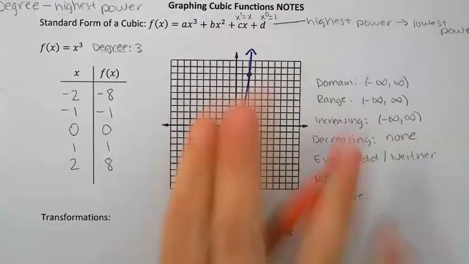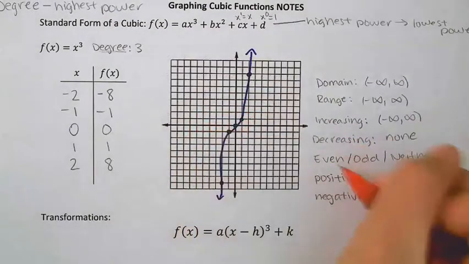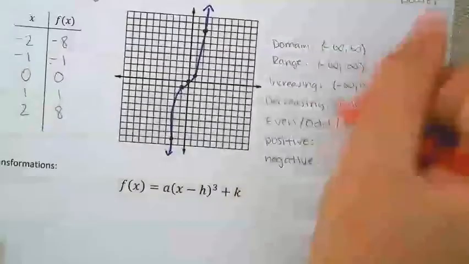Even, odd, or neither. If I fold it on itself, it's not going to be the same, so it's not even. If I turn it upside down, hey, look, it looks the exact same. So that tells me that I am odd.